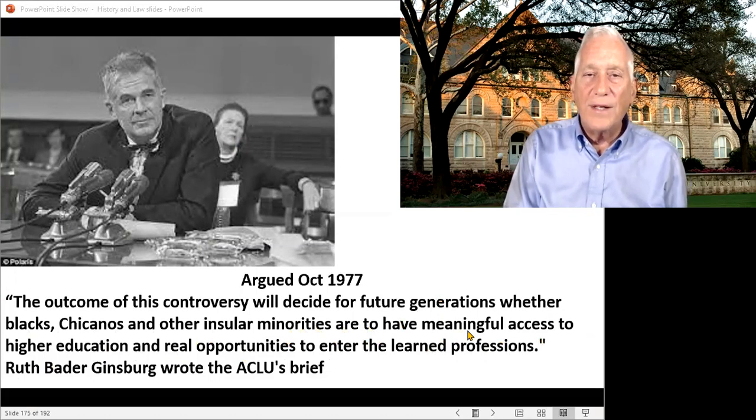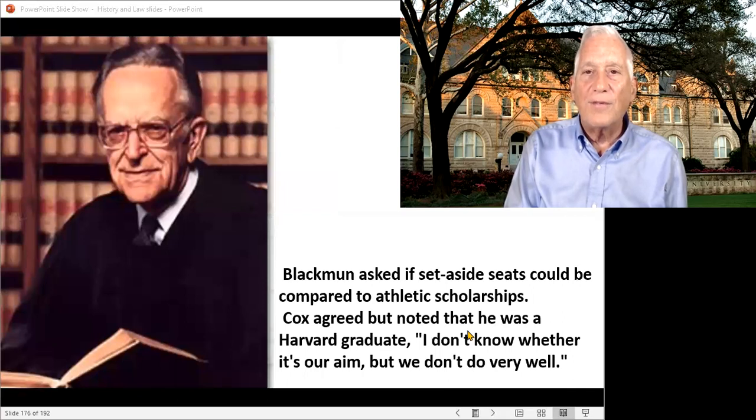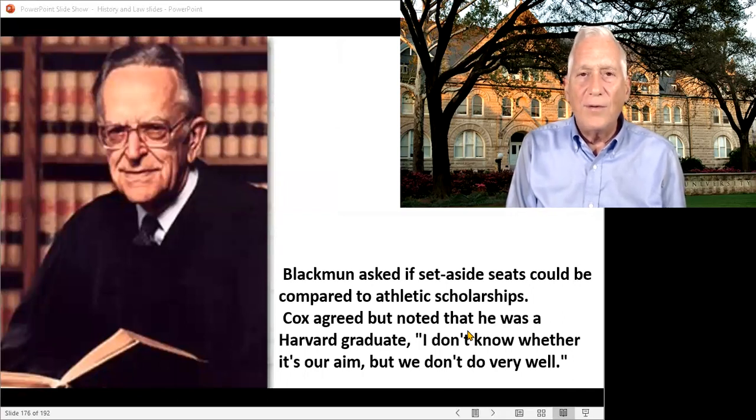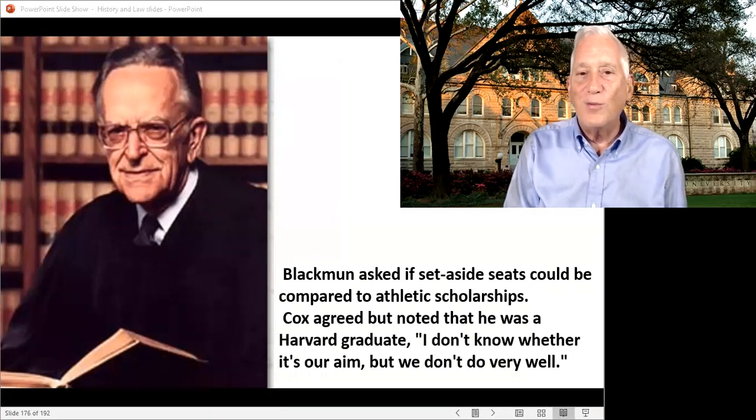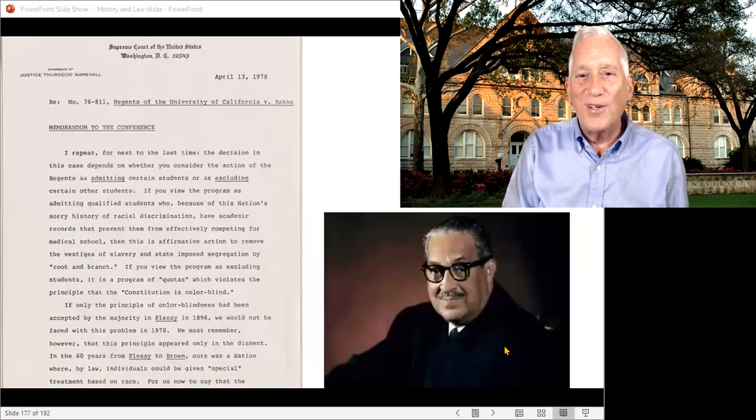A lot of other briefs were submitted by various organizations. A very young lawyer, Ruth Bader Ginsburg, wrote the one for the ACLU supporting affirmative action. Blackmun tried to compare it to athletic scholarships. Like we talked about, you get special treatment if you're a recruited athlete. Cox agreed and said it was really important to have athletic scholarships to help the sporting teams of each university. But Cox did say, since he went to Harvard, I don't know whether it's our aim, but we don't do it very well at Harvard, meaning the teams at Harvard were not very good in his time.